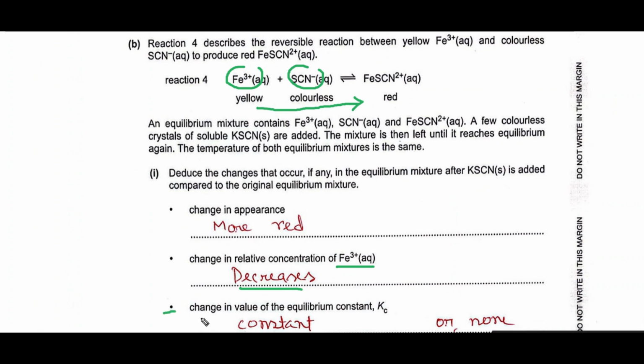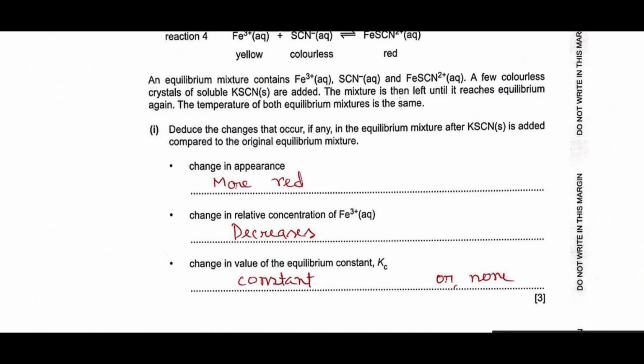The next, change in value of the equilibrium constant Kc. Kc remains constant. Kc is affected only by temperature. There is no effect on Kc from the concentration. So the change in value of the equilibrium constant will remain constant, or you can write none.